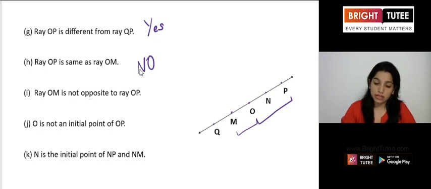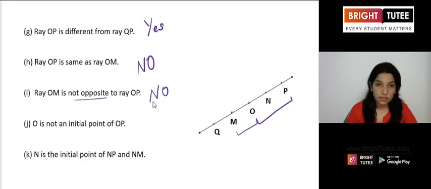Now the next one is ray OM is not opposite to ray OP. Read this carefully. They are trying to trick you with the words. If they would have said ray OM is opposite to ray OP, the answer would have been yes. But now they are saying ray OM is not opposite to ray OP. So the answer is, I hope you said that ray OM is opposite, but it is saying not opposite. So what will we say? The answer is no.